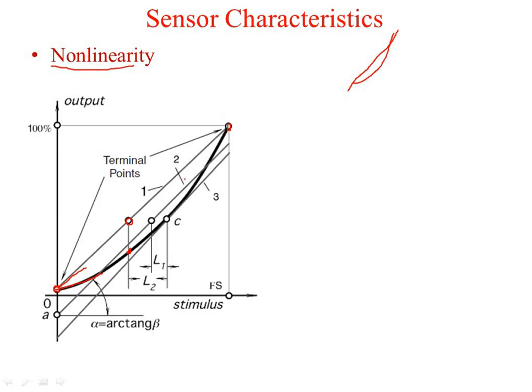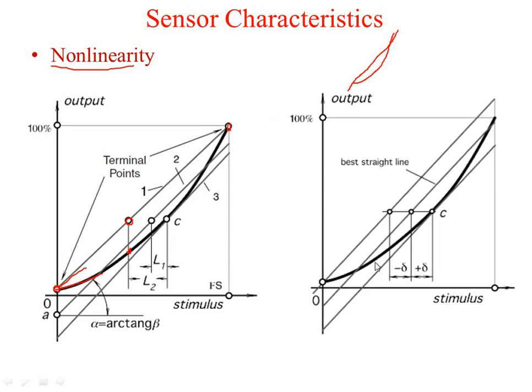Now here you are trying to calculate the nearest possible line which will suit your transfer function or your actual output. Now the second line, here you will be getting a minimum error. You are trying to calculate the least error, so that a straight line will be drawn, and you will be getting the error delta, plus delta and minus delta.